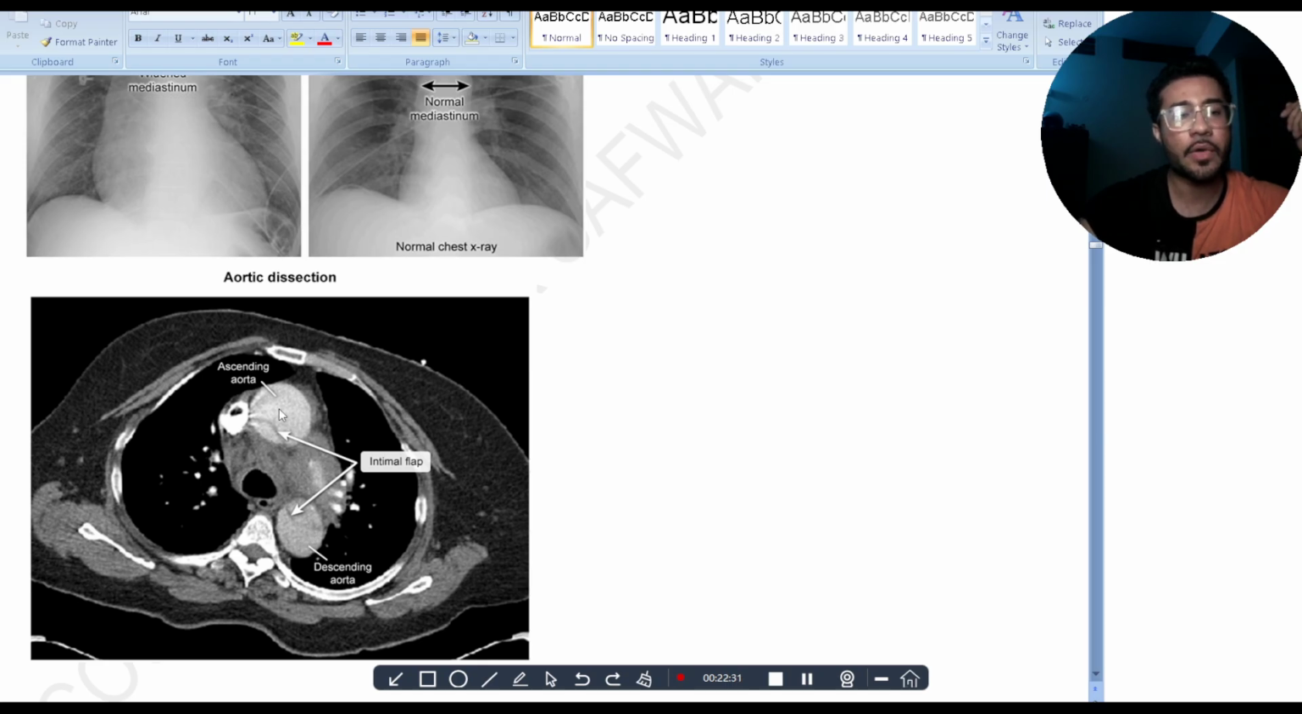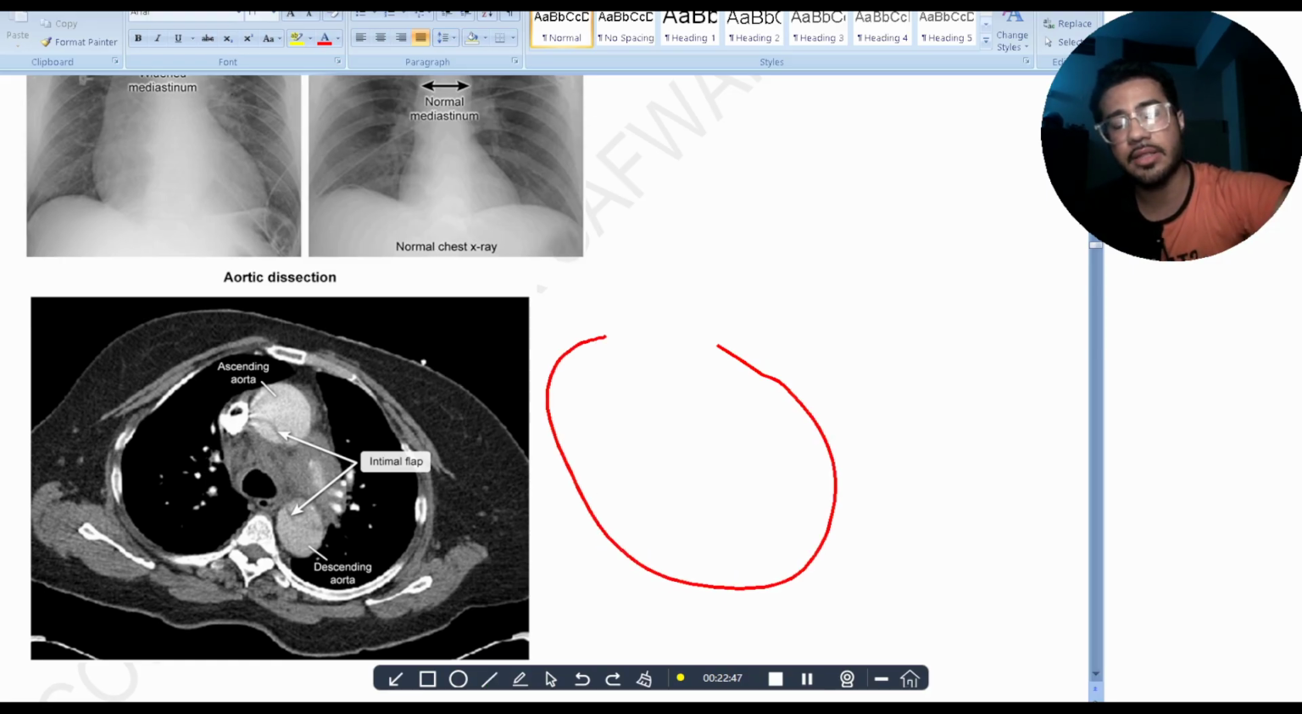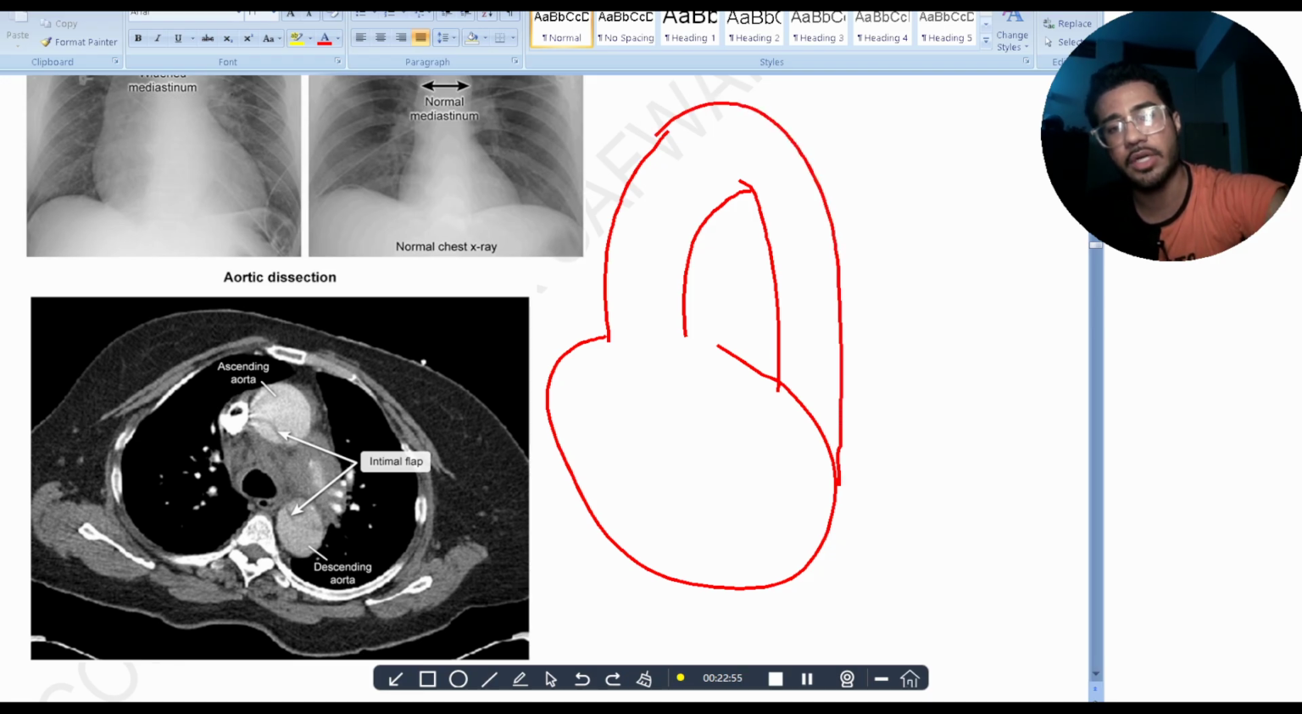This is the descending aorta. This is the ascending aorta. When you visualize a CT, the ascending aorta is at the front and the descending aorta is at the back, because, let me draw it. If this is the heart and this is the aorta coming out, the aorta comes out at the front and then it goes backwards.